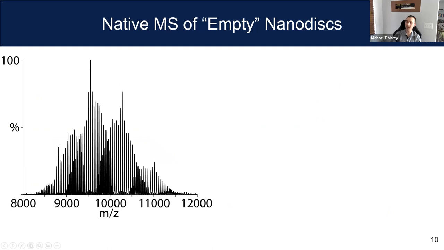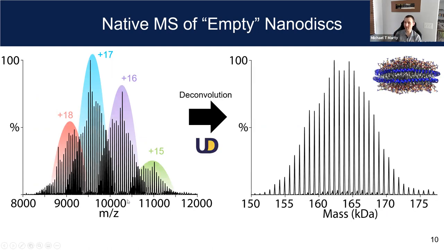So what we get is something that looks like this, where we have this beautiful distribution of peaks. For the mass spectrometrist in the audience, you can see we have different sets of charge states here. So the plus 18, the plus 17, the plus 16, the plus 15. It's great looking data, but a little bit hard to get your brain around sometimes. So this is where we use our UniDec deconvolution software, which takes each of these overlapping distributions and slides them all together and plots it instead of mass over charge, now it's just pure mass, right?